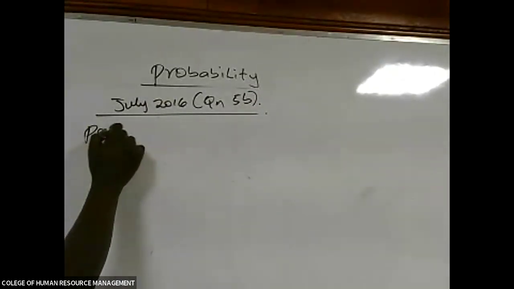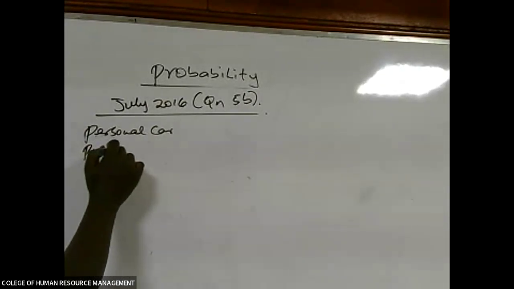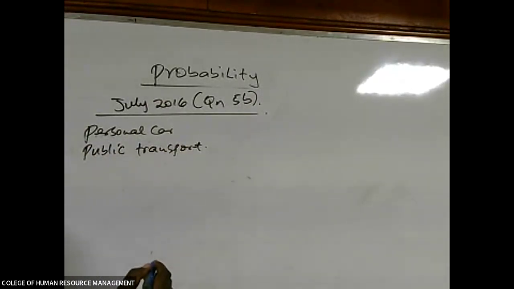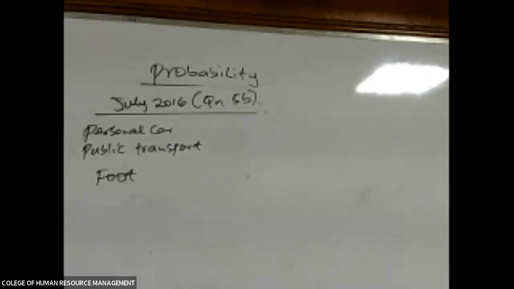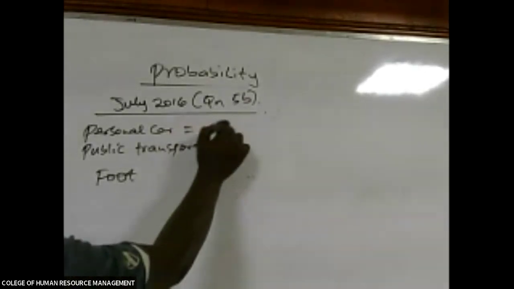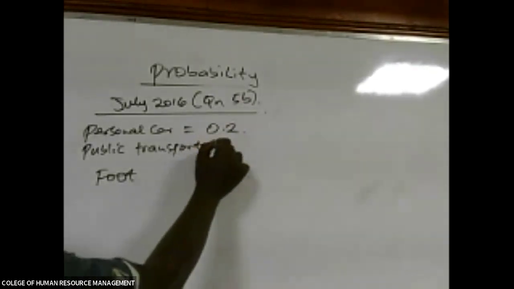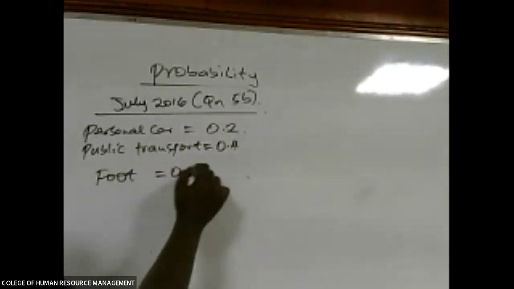This is personal car. You can use public transport, or you can travel by foot to work. Going to work, you can use personal car, public transport, or foot. The probability of using the three modes of transport is as follows. The probability that you will use a car is 0.2. The probability that you use public transport is 0.4. And this one is 0.2 as well.